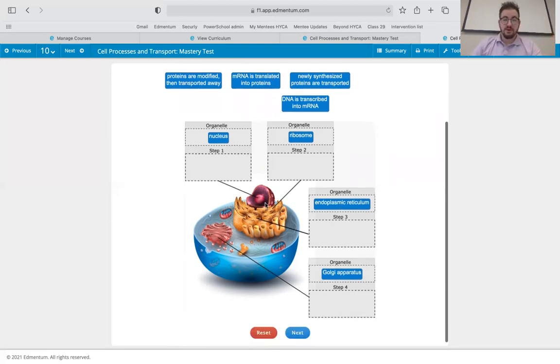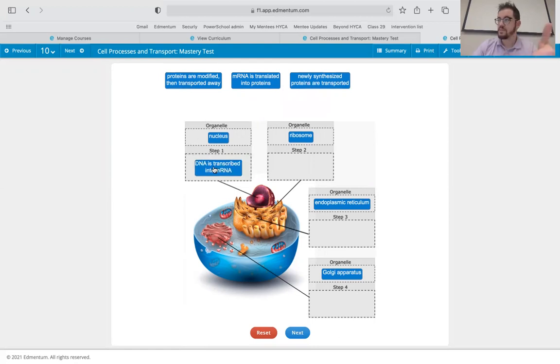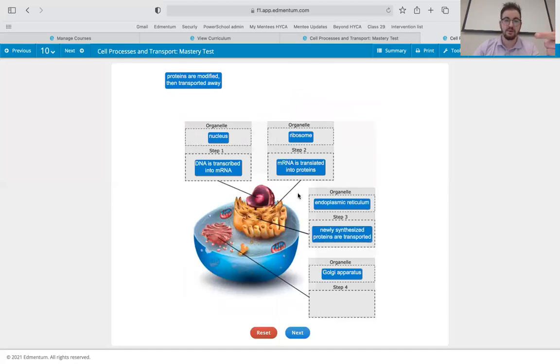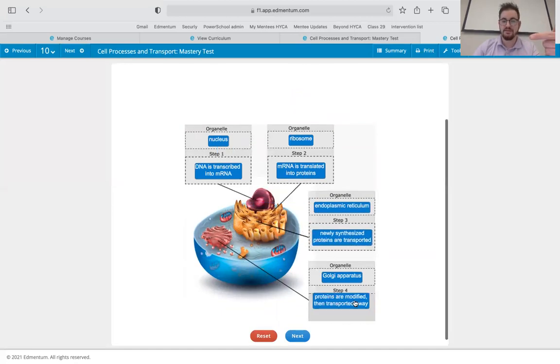So as we go through, just exactly the thing we just did in the last question, okay, the nucleus, DNA transcribes it to mRNA. All right, RNA is then made into proteins. Those proteins then are moved and transported and then modified in some way and transported again, okay?